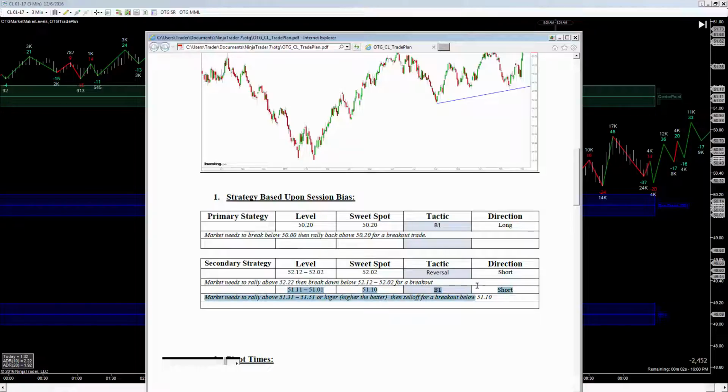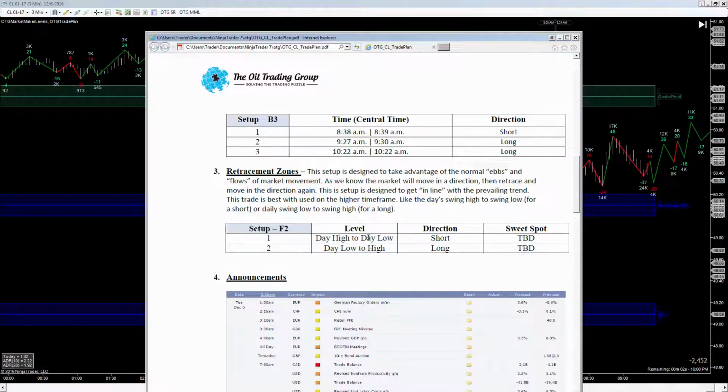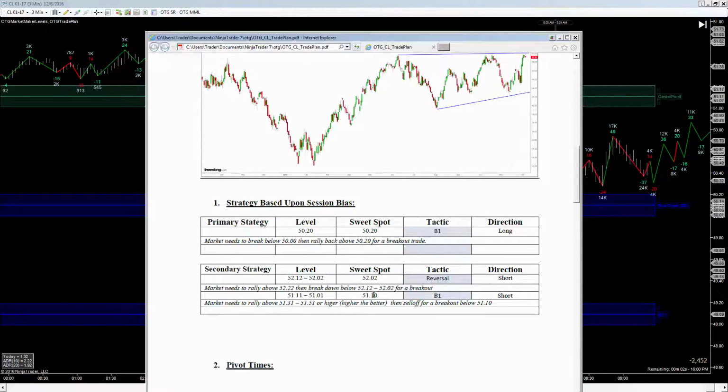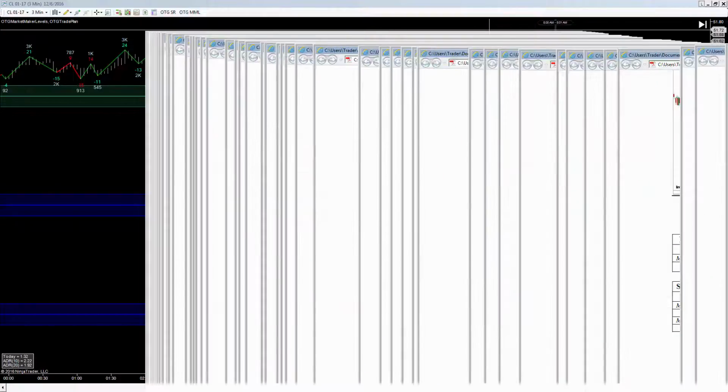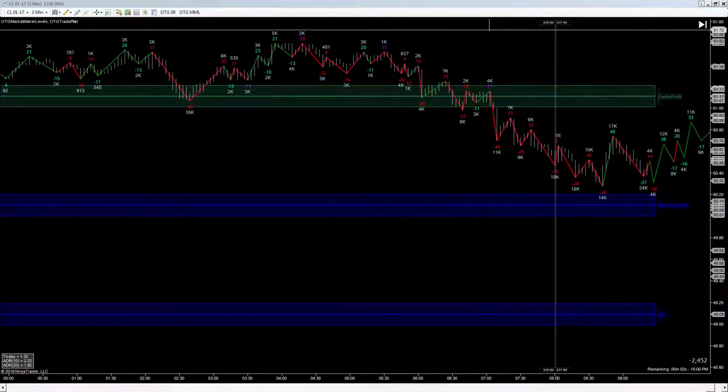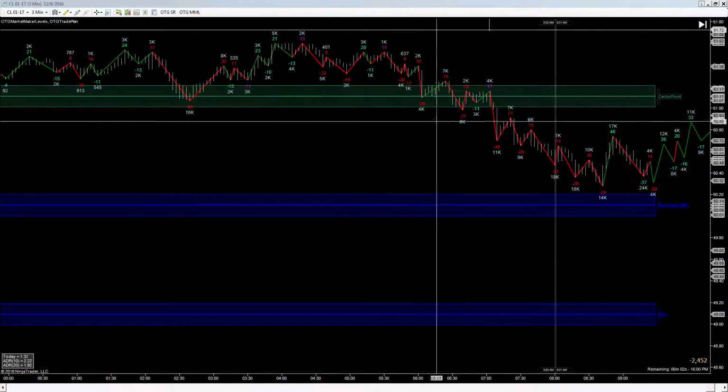Let's take a look here on your trade plan. We said you had a primary strategy here, 51.11 to 51.0, a secondary strategy, 51.11 to 51.01 with a sweet spot. Sorry about that. Let's move this back here with a sweet spot at 51.10. Market needs to rally above 51.31 to 51.51 or higher, and the higher the better, then sell off for a breakout below 51.10.